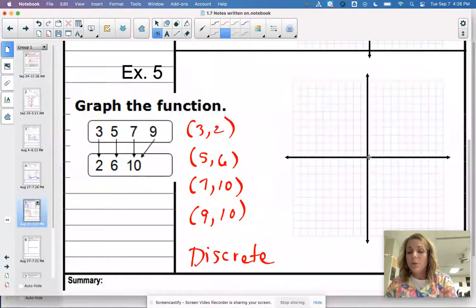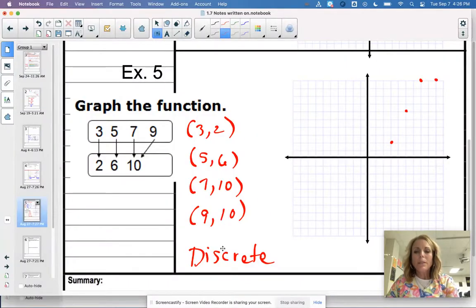Start at 0, 0, go over 3, up 2. There's my first dot. Go over 5, 1, 2, 3, 4, 5, up 1, 2, 3, 4, 5, 6. Go over 7, 1, 2, 3, 4, 5, 6, 7, up 10, 1, 2, 3, 4, 5, 6, 7, 8, 9, 10. Well, if that's 7, 10, and we went over 9, up 10, that'd be 9, 10.